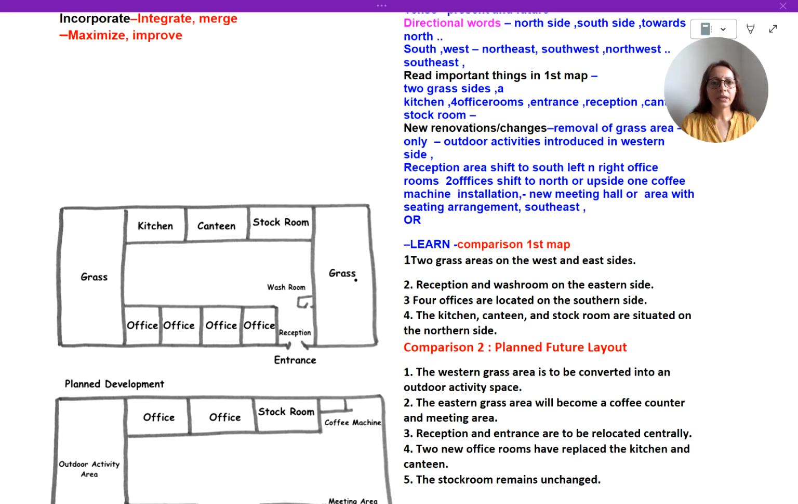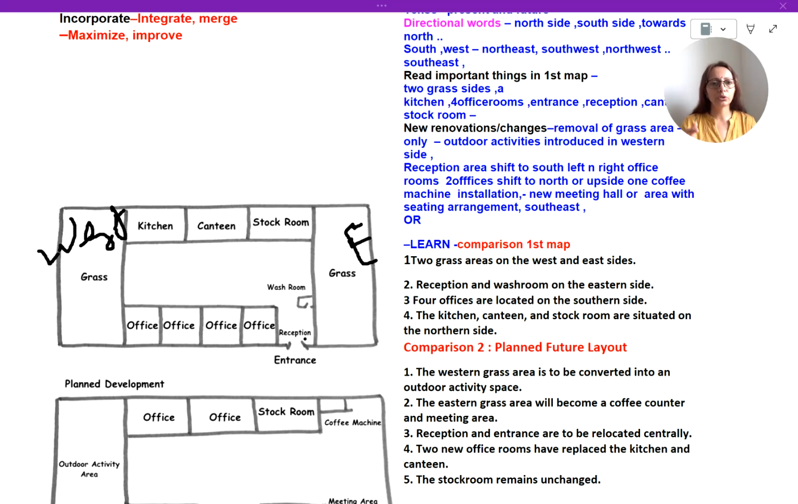Two grass areas on the west and east side. If you learn these kinds of sentences, definitely it will be helpful in writing the body detail paragraph carefully. Initially you can write it in your copies, but later on all the planning will be in your mind. But yes, directional words you will be writing. Suppose I am a student and I am doing it. So this is the west side, and this is the east side. If you are given pen and paper, then on paper you can write these directional words.